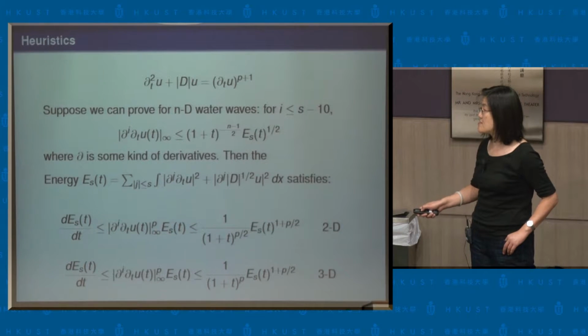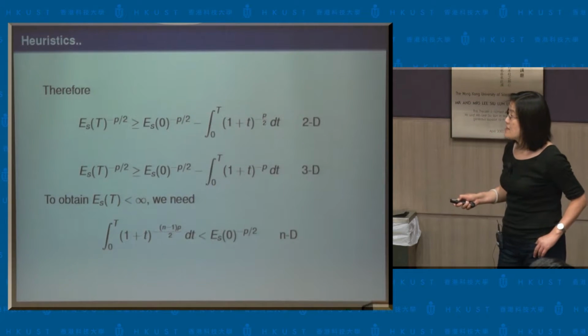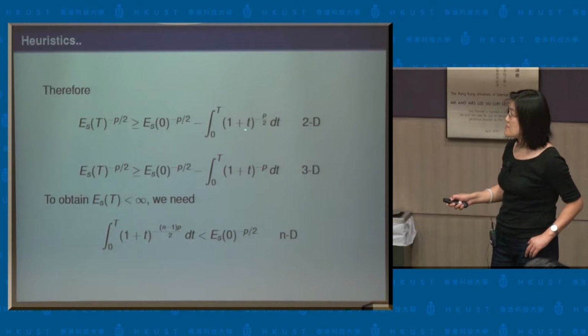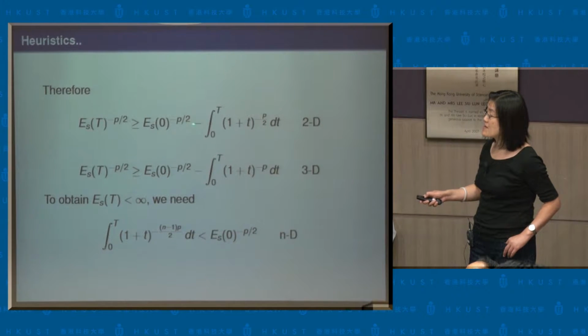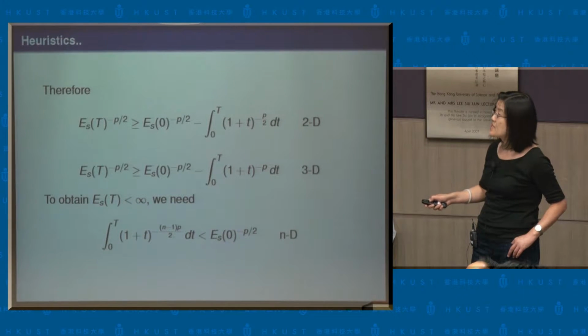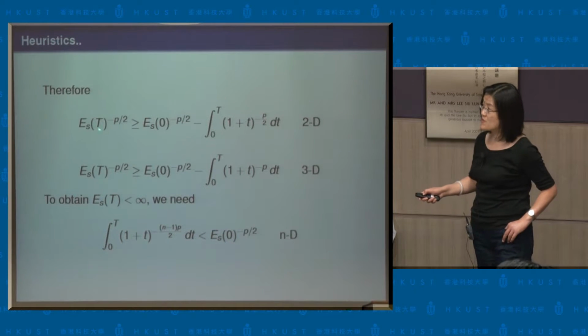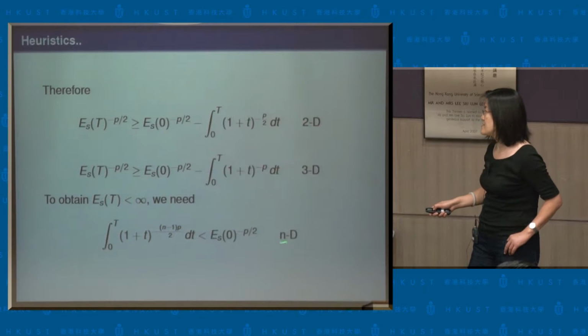So I want to understand for how long this energy remains finite. I solve this ODE inequality, and I find that the energy is bounded below by this quantity. In order to show that this quantity is finite, the left-hand side has to be strictly greater than 0. This will be guaranteed if the right-hand side is strictly greater than 0, which implies the left-hand side is strictly greater than 0. That means energy has to be strictly less than infinity, it has to be finite. So this integral has to be bounded by this one.